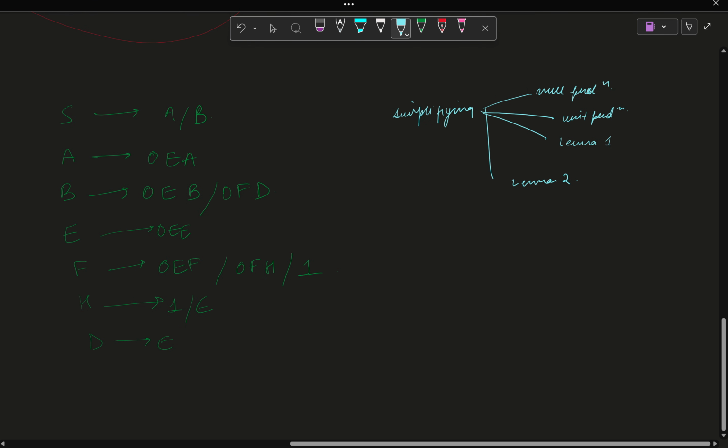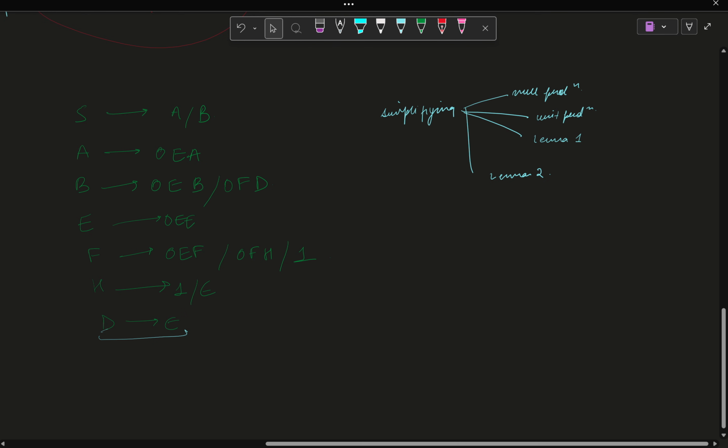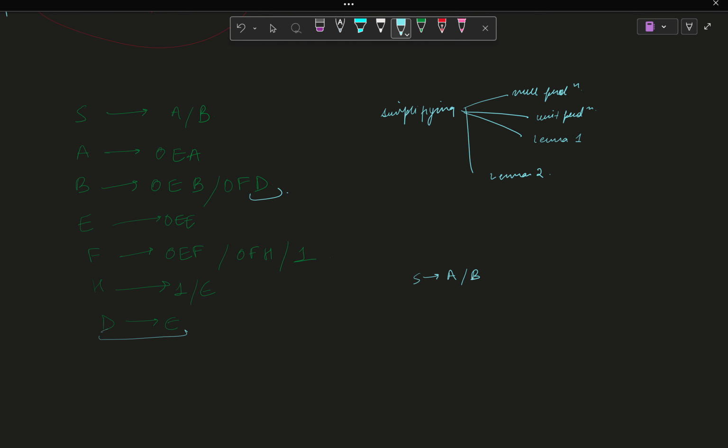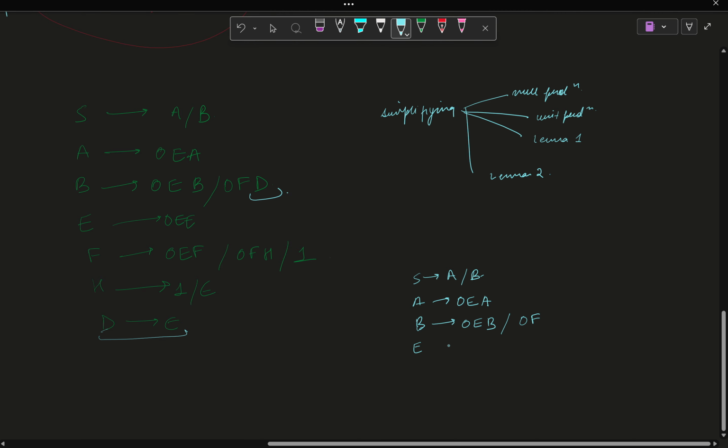So when we remove our null productions, we will basically be substituting these into where it is needed. So since D is used here and nowhere else, S goes to A slash B, A goes to 0 E A, B goes to 0 E B, or 0 F because D has been substituted by null. E goes to 0 E E, F goes to 0 E F or 0 F.